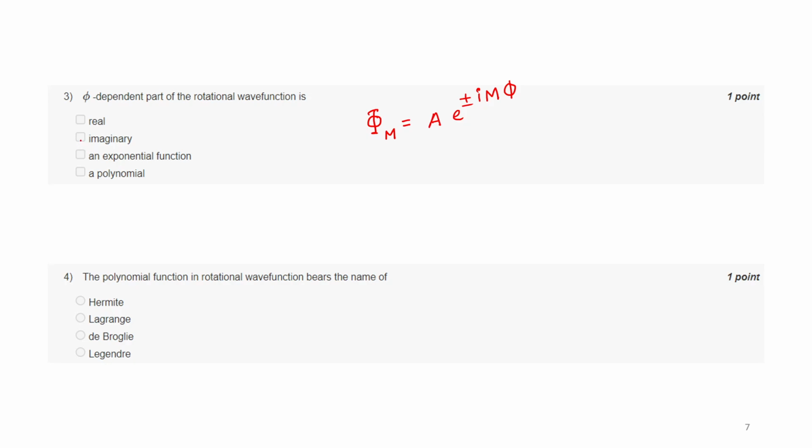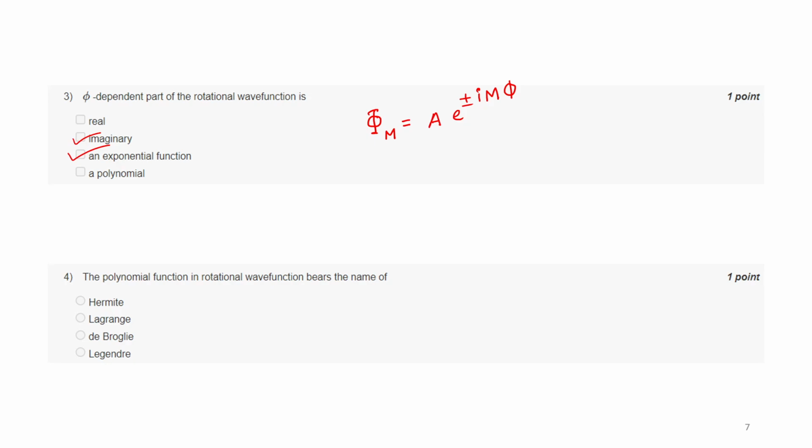So as you understand, this is an imaginary as well as an exponential function. So these two. When there are square-shaped options, please remember these are multiple correct answers. Okay. Now question number 4.